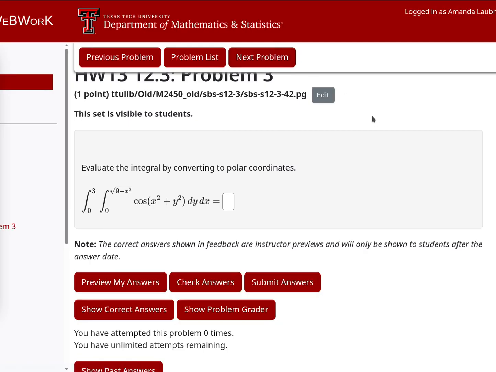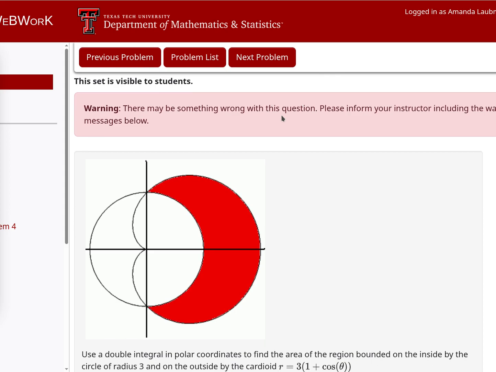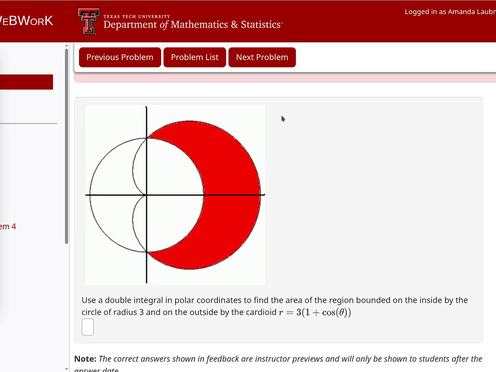For problem 4, which is a little bit more complicated, it says there may be something wrong. There's nothing wrong, don't worry. I'm not going to draw that shape, but it's bounded between a circle and a cardioid. I am going to write down that we're told we're going from radius 3 on the inside to radius 3 times 1 plus cosine theta on the outside.